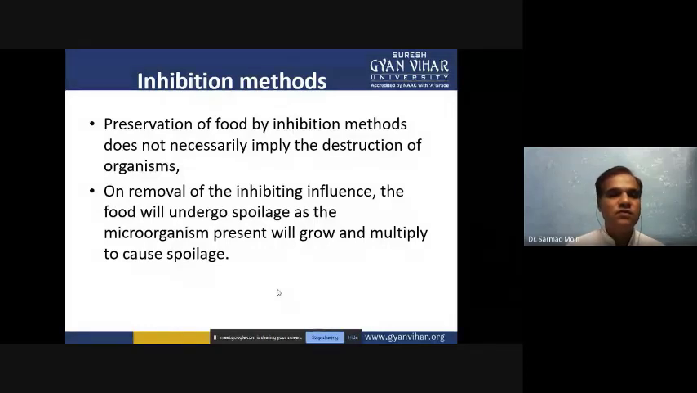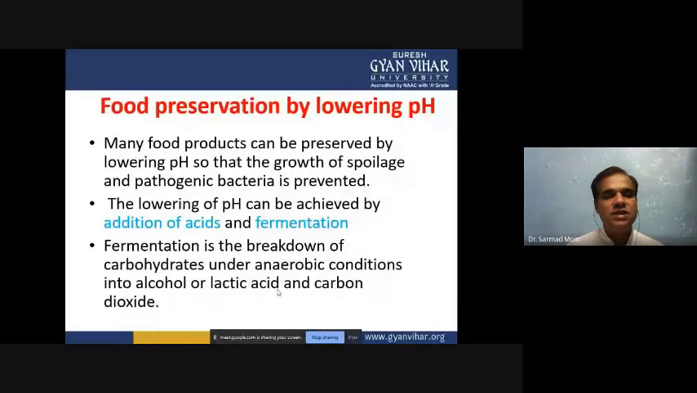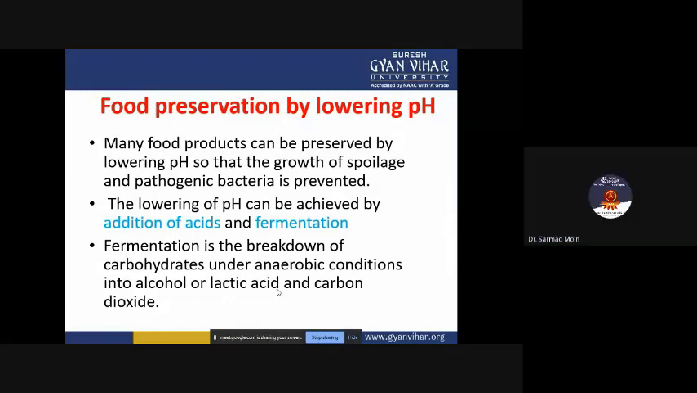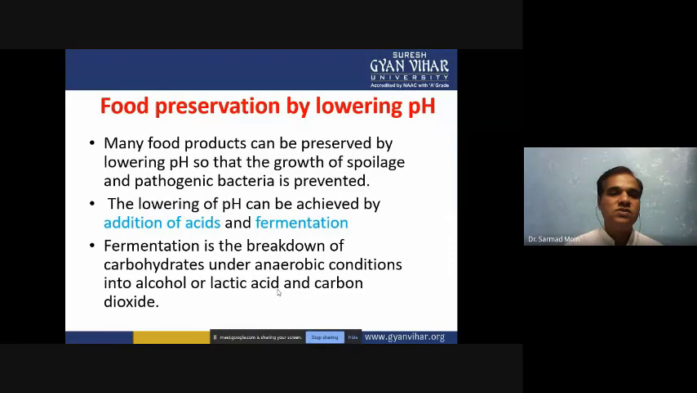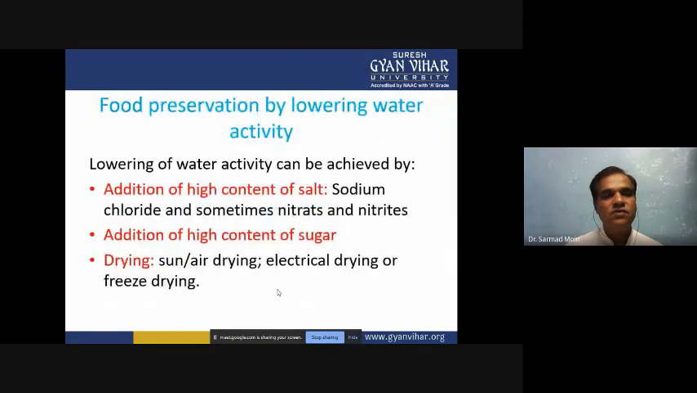Now, food preservation by lowering pH. We can decrease the pH of many food products so that we can increase the storage time of the food material. Lowering of the food pH can be achieved by the addition of acid and fermentation. We can add the acid to the food, or if we ferment, an acidic environment will be produced, and this acidic environment can stop the microbial growth. So by changing the pH, we can store the food material for a longer duration.